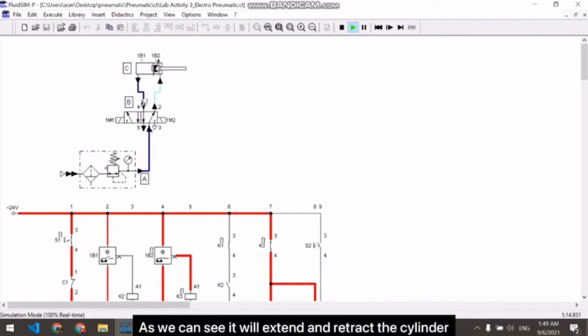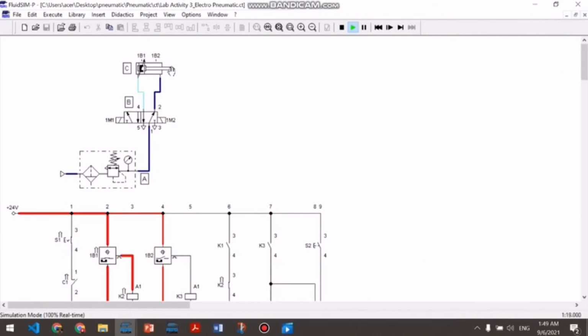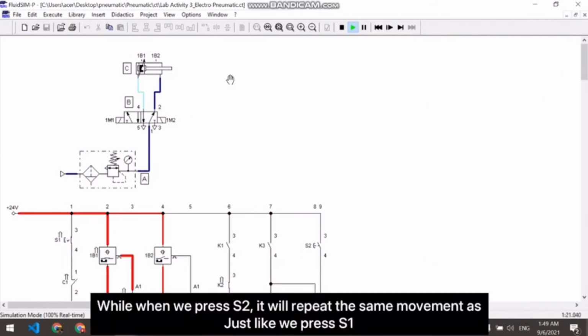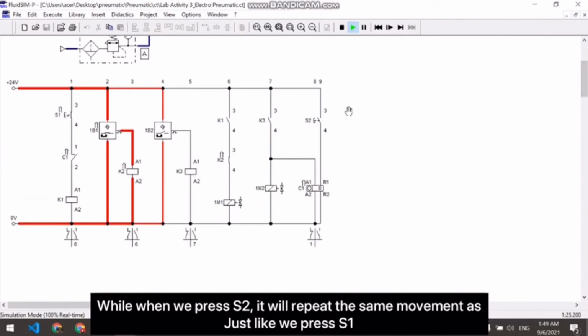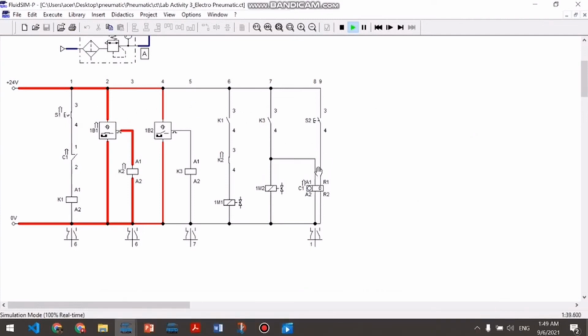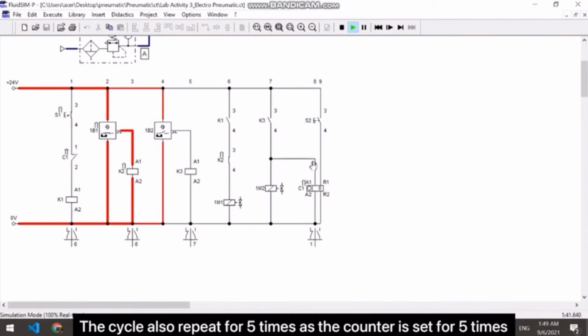As we can see, it will extend and retract. While when we press push button S2, it will also repeat the same movement as when we press push button S1. And the cycle also continues for 5 times because the counter is set for 5 times.